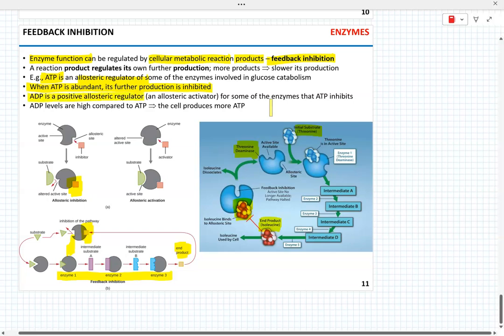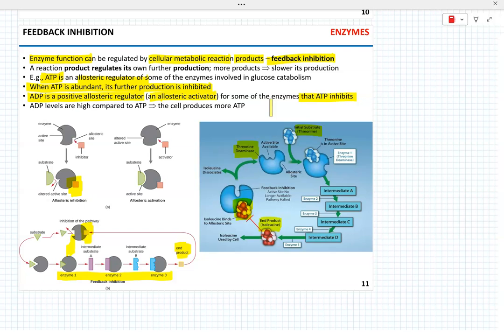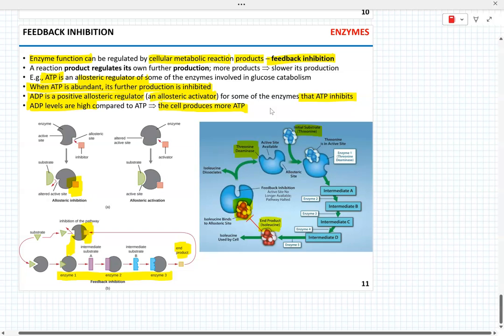Adenosine diphosphate, on the other hand, is the positive regulator, not the inhibitor, an allosteric activator, for some of the enzymes that ATP inhibits. If ATP levels are high, the process of ATP synthesis will be inhibited. However, if ATP levels are low, because it's broken down to ADP, in other words, ADP levels are high, the enzymes that are necessary to produce ATP will be activated, and the cell will produce more ATP.